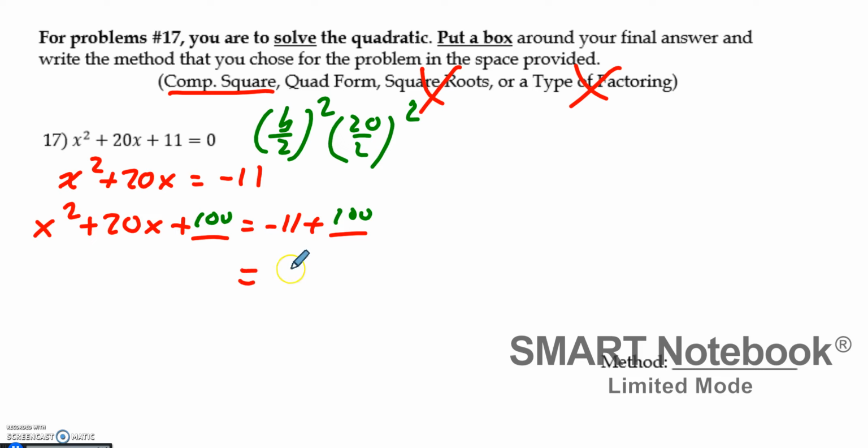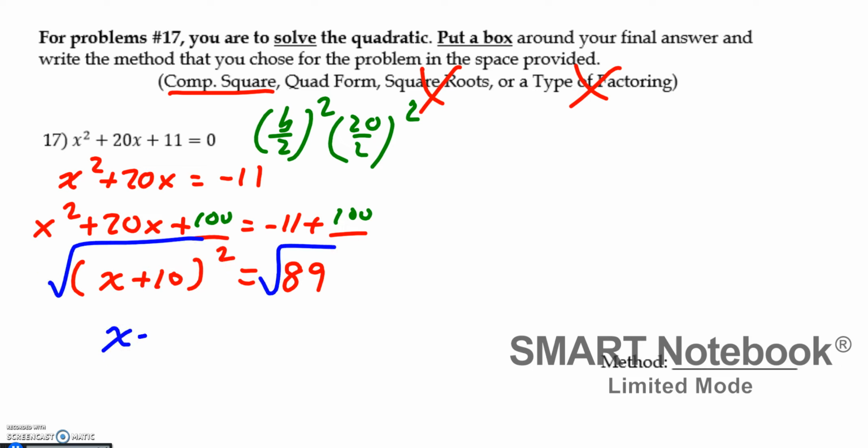So this side becomes 89. This side is factorable. The perfect square trinomial here becomes x plus 10 quantity squared. You then would take the square root of both sides. x plus 10 would equal plus or minus root 89. So your answer would be negative 10 plus or minus root 89.